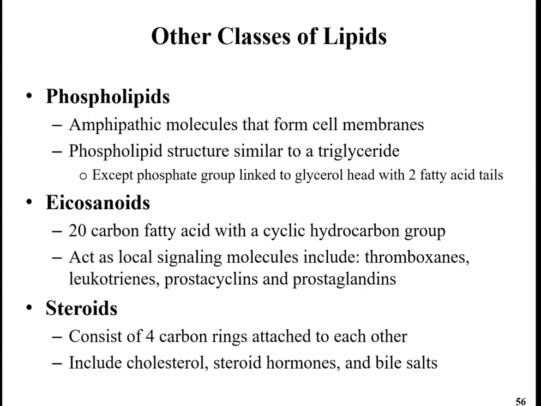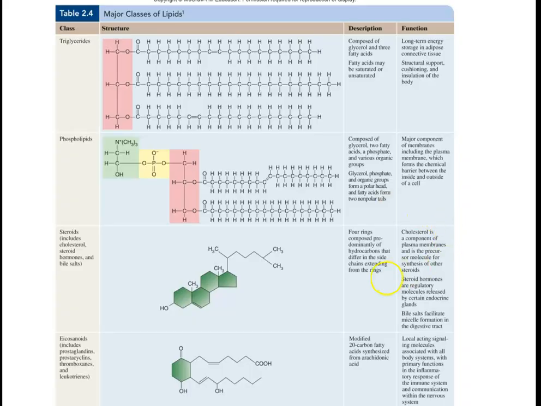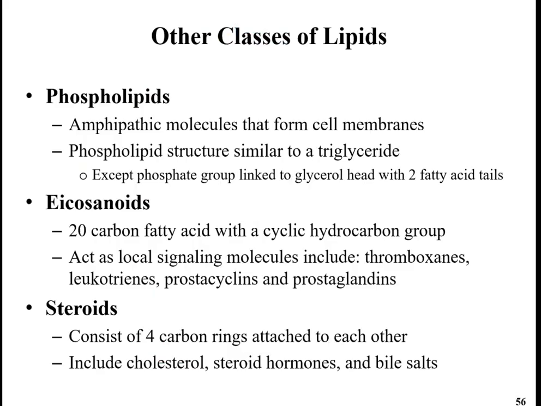The eicosanoids, these are 20-carbon fatty acids with a cyclic hydrocarbon group. And that's what that looks like here, the eicosanoids. So 20-carbon fatty acid, these act as local signaling molecules. So the thromboxanes, the leukotrienes, the prostacyclins, and the prostaglandins. A lot of this is involved in the inflammatory response.